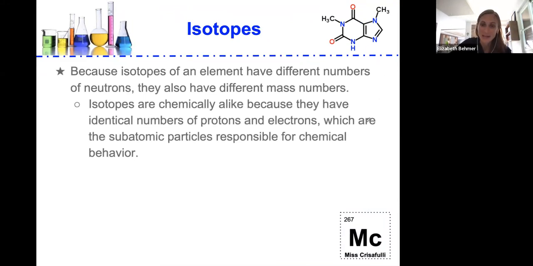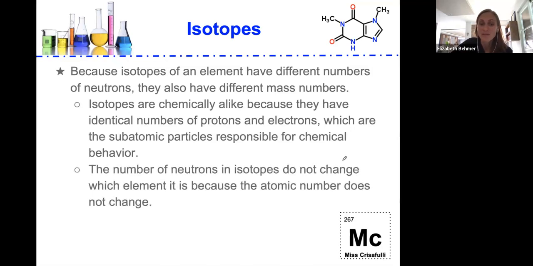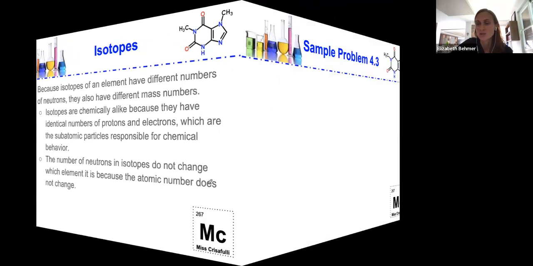Isotopes are chemically alike because they have identical numbers of protons and electrons still, which are the subatomic particles responsible for chemical behavior. The number of neutrons in isotopes does not change which element it is because the atomic number does not change. So the number of neutrons doesn't change the type of element or atom it is, because the chemical properties and behavior of an atom are determined by the numbers of electrons and protons. So isotopes are purely atoms based on differences in neutrons.